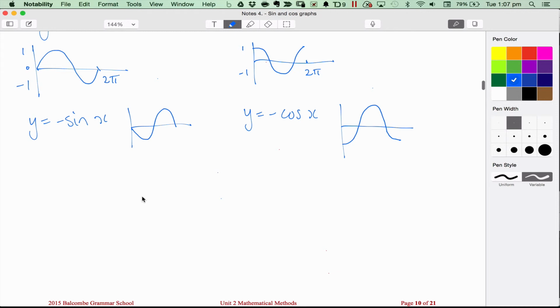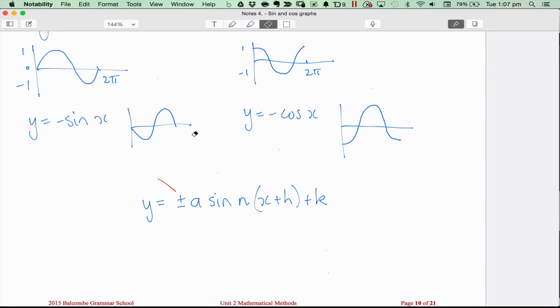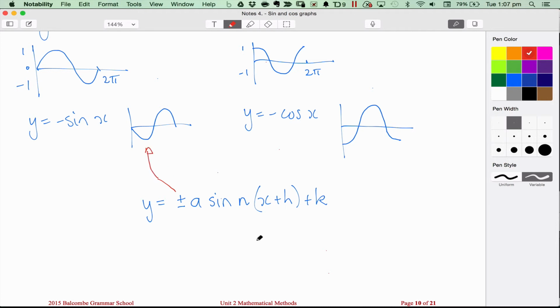The general equation we're looking at for sine and cos graphs is y equals plus or minus a sine n bracket x plus h, plus k. And hopefully you might start to look at this and see some things that make sense from some of the other graphs we've looked at doing. So the plus or minus will tell you if it's a positive or negative graph, which is actually what I've just drawn straight up here. So I might just extend the arrow, for the negative or the positive.